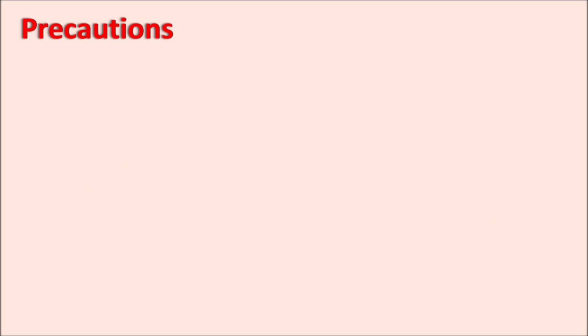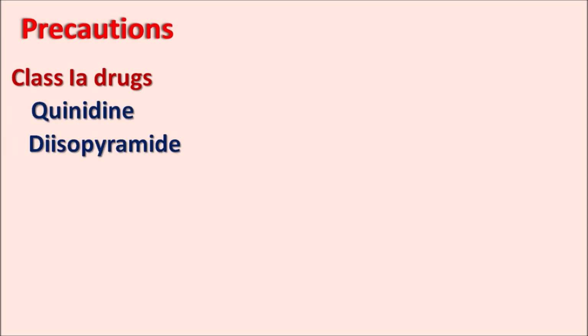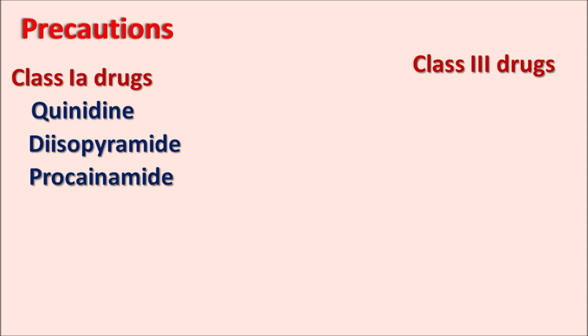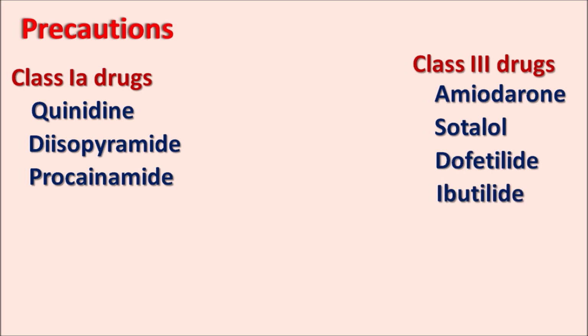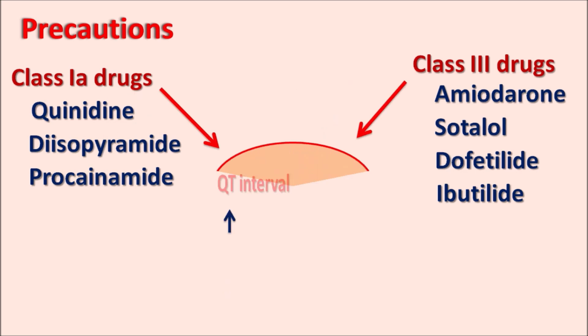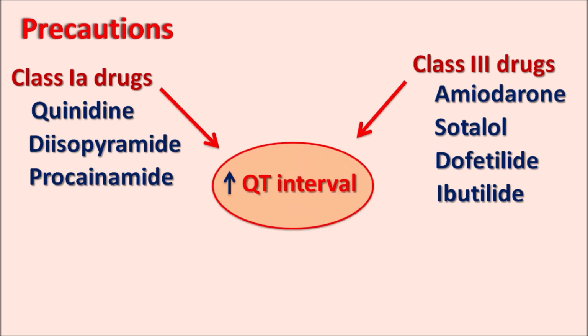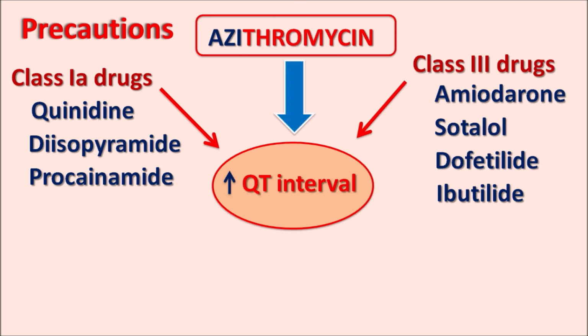Similarly here, a few drugs like class 1A drugs such as quinidine, disopyramide, procainamide, all these are class 1A antiarrhythmic agents. Similarly, class 3 drugs like amiodarone, sotalol, dofetilide, ibutilide, all these are class 3 drugs. These class 1A drugs as well as class 3 drugs, both of these antiarrhythmic agents can increase the QT interval within the ECG. Now, azithromycin can also increase the QT interval.